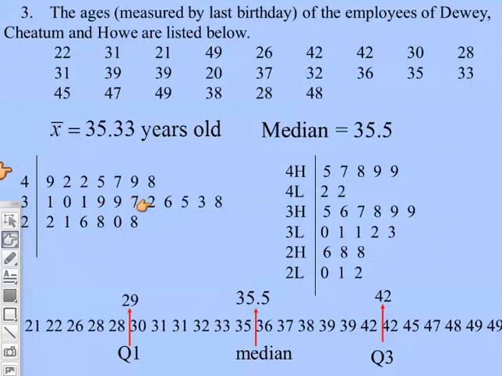And the 40s they wrote here. You can tell by just looking at this, most of the people are in their 30s. Yeah? That's what a stem and leaf is really good at doing. You can look at it and see you've almost got a histogram of their ages just by looking at that little diagram right there.